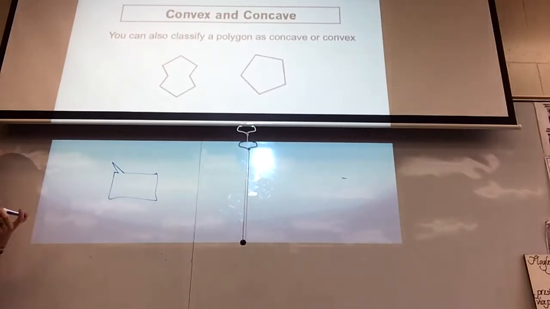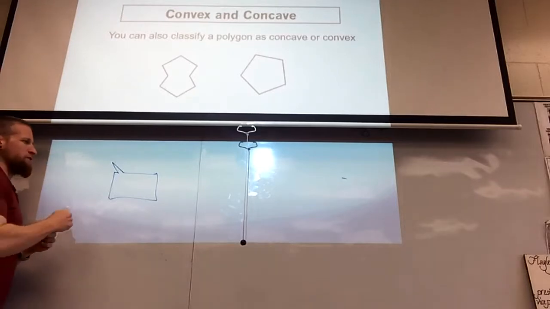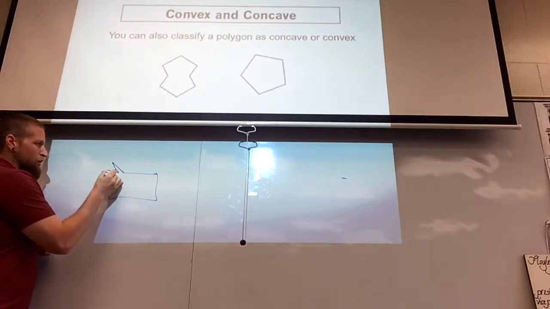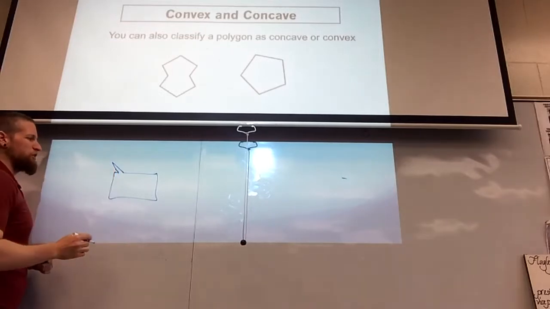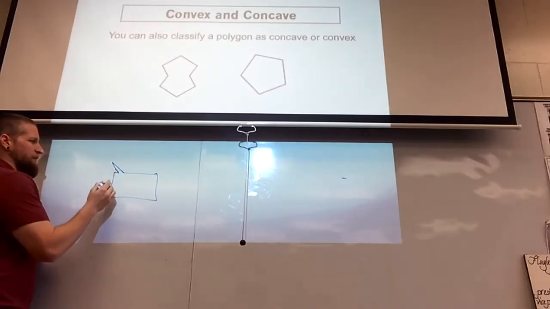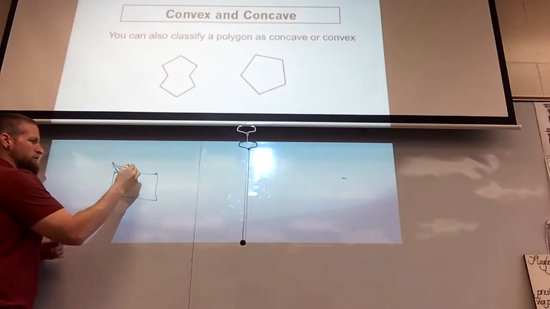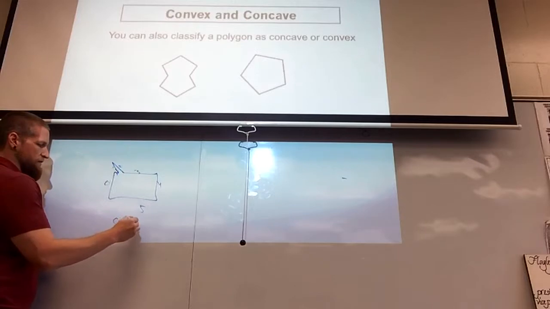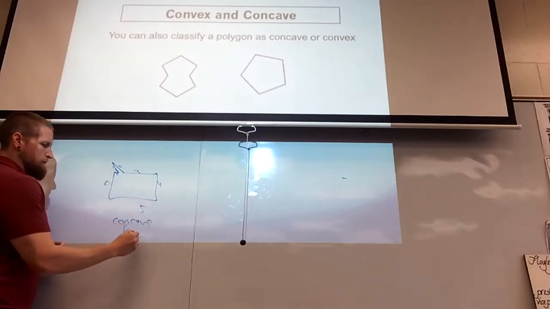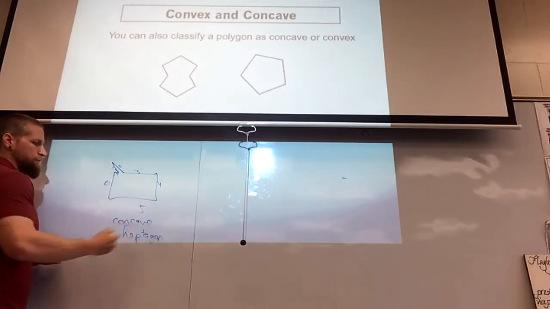Hey, just so you know, this here would be considered concave because you've got this little portion cutting inside of it. As long as you have one little tiny portion going inside, it's considered concave. And this would be, what is it? 1, 2, 3, 4, 5, 6, 7. So this would be a concave heptagon.